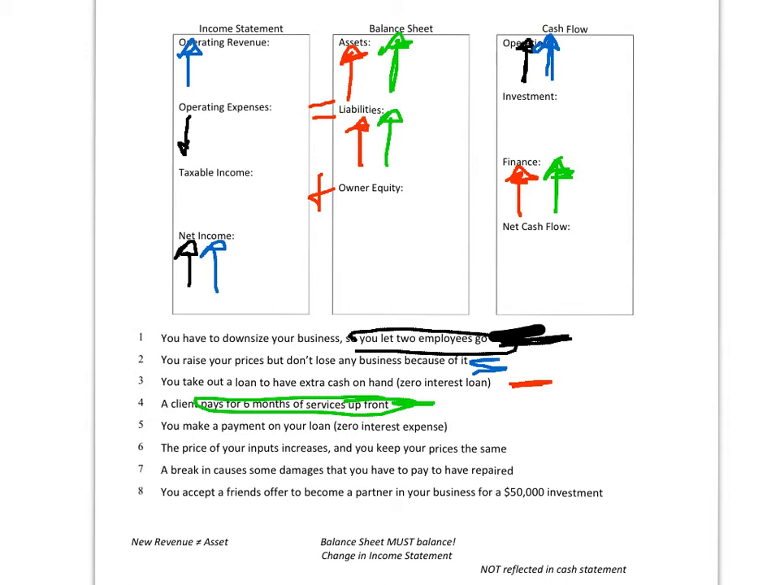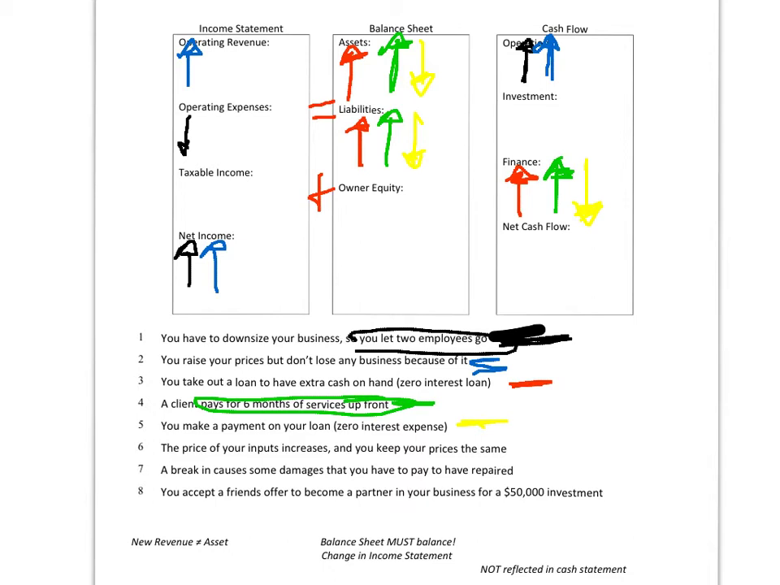So let's go ahead and switch over to yellow to make it so that we can have a payment on your loan, 0 interest. So what you're seeing here is your cash going away because you're making the payment. Your liabilities are going away. And the flip side when you make a payment is that you'll have a decrease in cash from finance because cash is flowing out of the business. So let's go ahead and move over to another question.